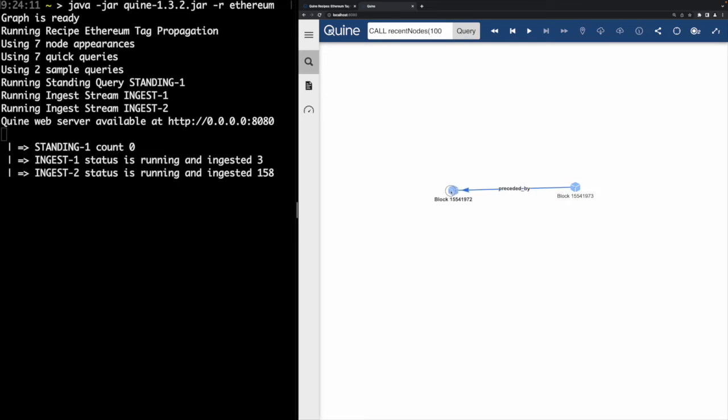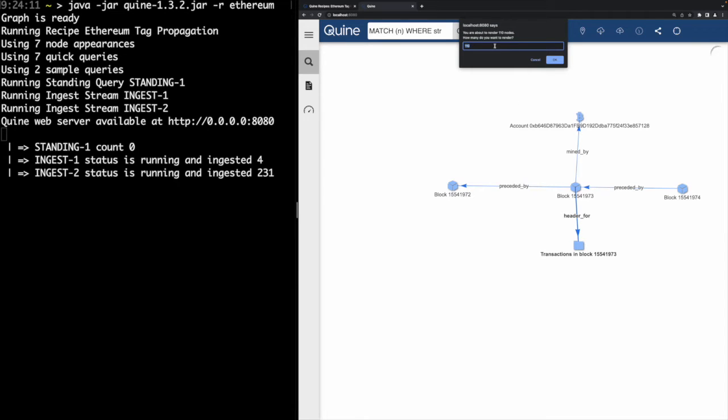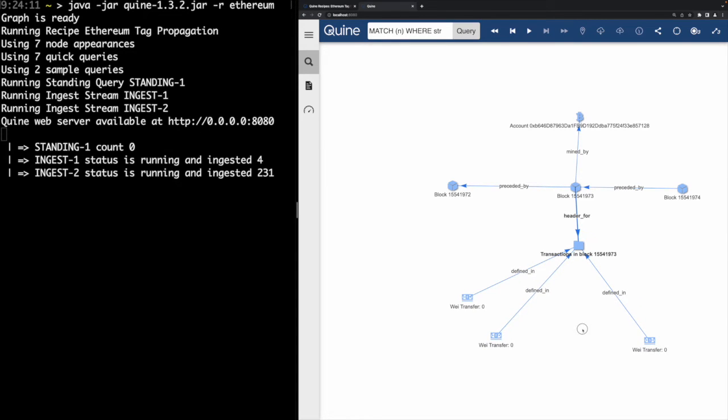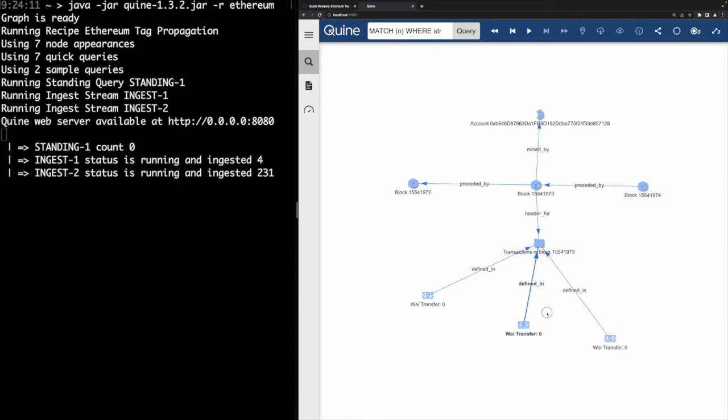Now we're looking at two blocks that have been streamed in through Quine's ingest system. And as we explore these, we can look around and see what's happening right now on the blockchain. We've got transactions added into a block. If I explore these, we're going to see lots of transactions. So let's just pick three. Here's three transactions, some transactions that happened just now while we were talking.